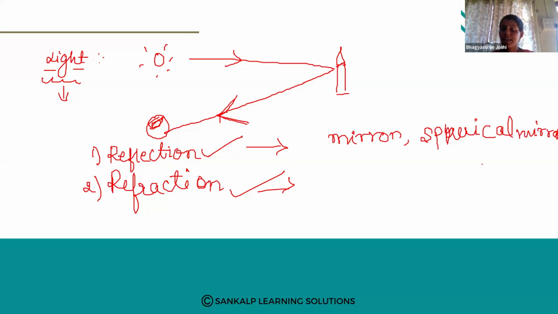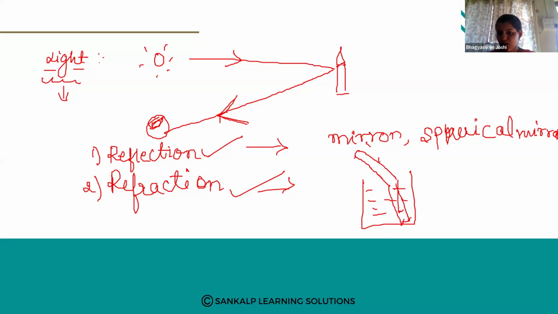Then what do you mean by refraction? Refraction means bending of light. When light travels from one medium to another medium, it bends. Yes or no? So consider this is water. And see, you are placing one pencil here and it bends. Right.